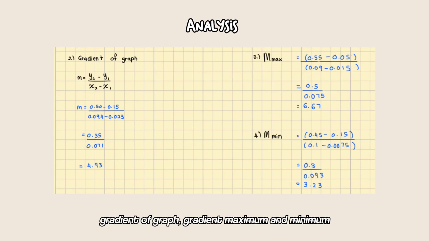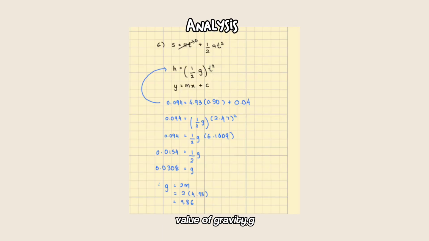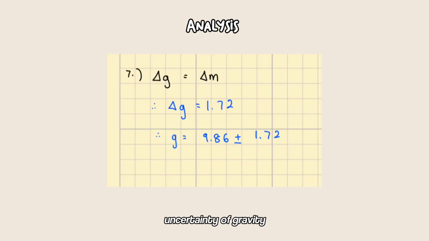After that, we determine the gradient of the graph and search for gradient maximum and gradient minimum. After that, we calculate gradient uncertainties. Then, we use the straight line equation and kinematic equation to calculate the value of gravity. After that, we calculate the value of uncertainty of gravity, which is equal to uncertainty of gradient.